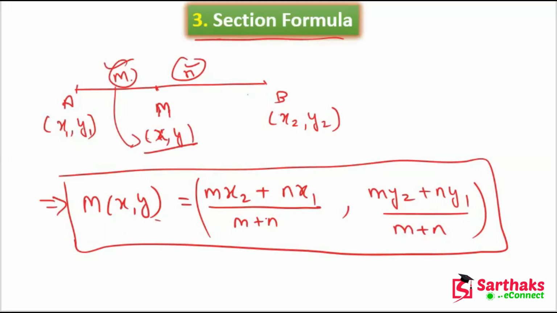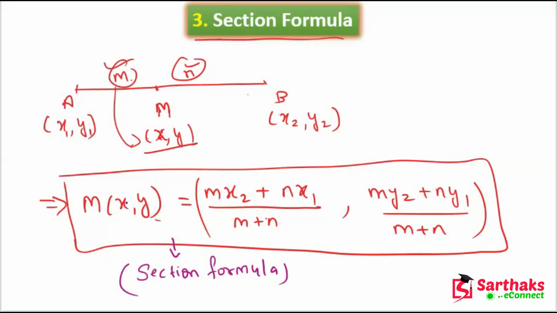This is the section formula. I hope you understand this. The section formula is used to determine the coordinates of the point which divides the line into two parts. If we know the ratio, we can easily find the values of x and y. I hope you get this point.